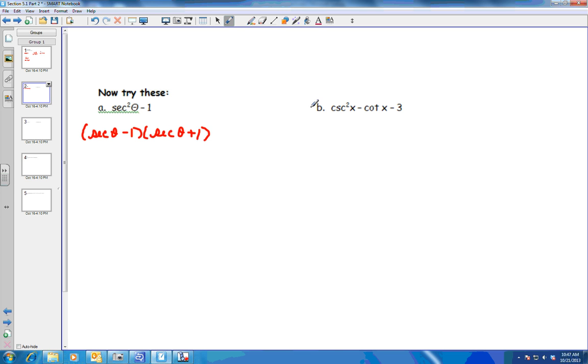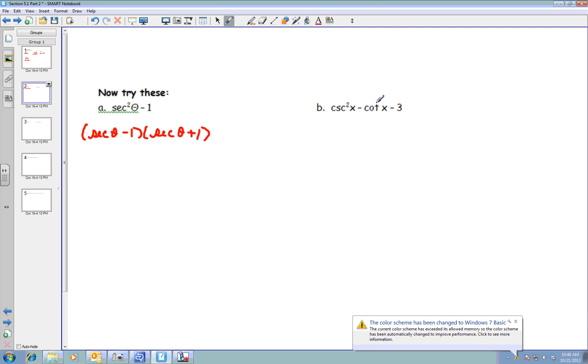Now, when you have a problem like B, do you notice that I don't have the same trig function throughout the problem? I have a cosecant squared here and a cotangent here. So I need to change this in order to factor it to where it's the same trig function. The first thing I notice is I have something squared here, a cosecant squared x. So I automatically look at my Pythagorean trig identities to see if I can rewrite that using a cotangent.